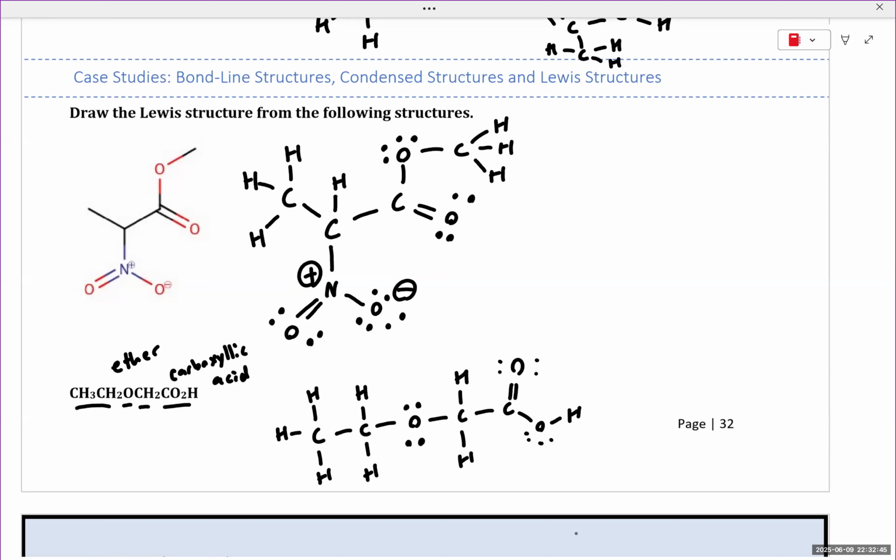Now, if you wanted to clean up this structure, you'd want to make sure that the bond angles match the geometry, but this is fine for now. We've adequately expanded out the condensed formula into a Lewis structure, which we can then interpret further. So we've seen how to draw bond line structures, how to write condensed structures, and how to convert bond line and condensed structures into Lewis structures. It's important to be used to drawing bond line structures, as that's going to be the primary way that we're going to draw and talk about structures moving forward.